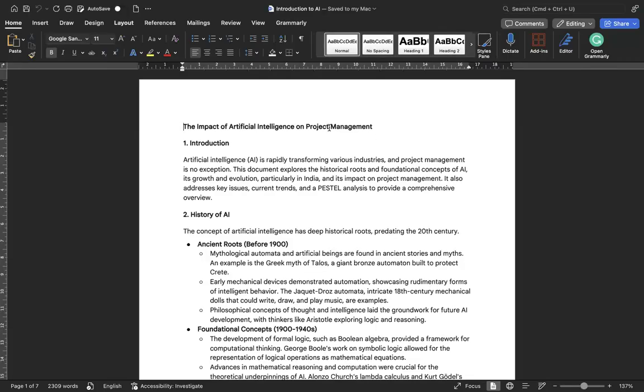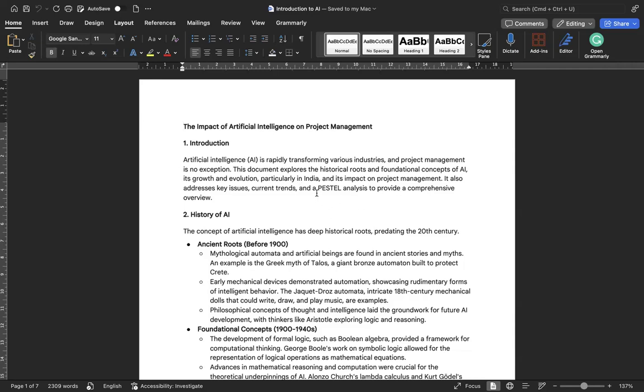Now, for example, the impact of artificial intelligence on project management. So what do we have here? For the introduction, artificial intelligence, that is what we call AI, is rapidly transforming various industries. It's the same for project management as well; project management is no exception. So we are applying artificial intelligence in project management as well.